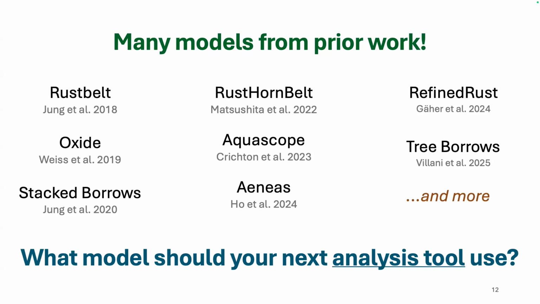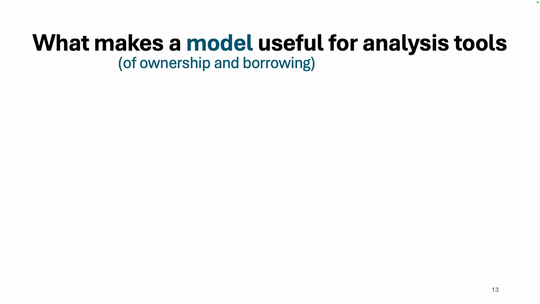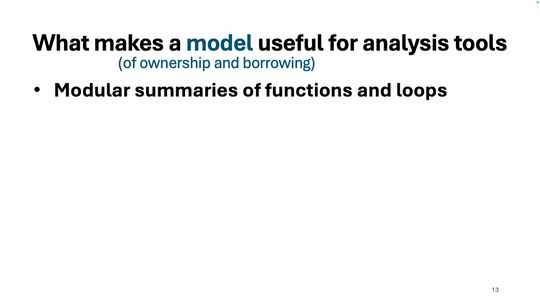And so to answer this kind of question, I want to show some of the different properties that make these models useful for analysis and verification tools in general. So first, many analysis and verification tools want to perform modular reasoning. So they want to take advantage of Rust type system guarantees when it comes to modularity. And to do so, you need to reason about the borrowing across function calls and loops, because this cannot be done statically in a modular fashion while you retain precision.